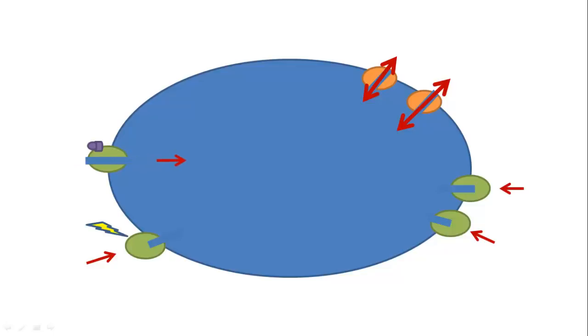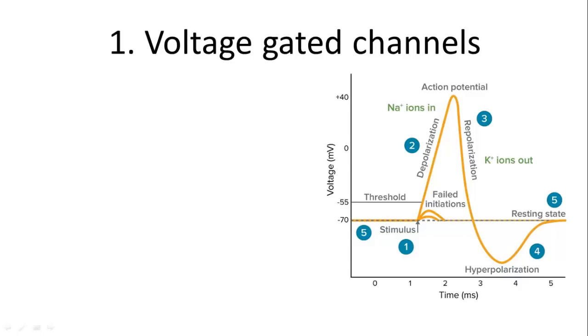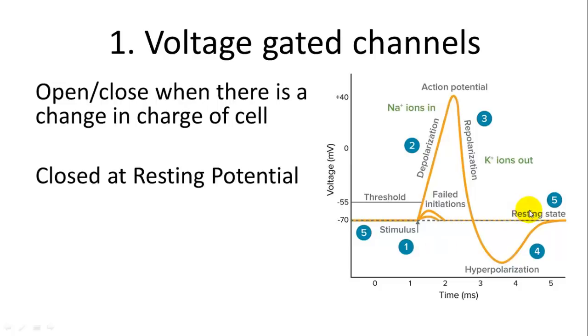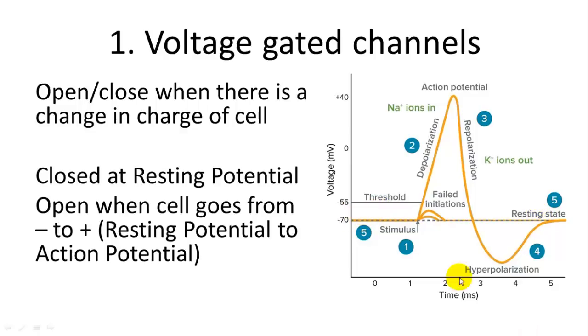A voltage gated one would then require an electrical signal to open, and then that would allow substances in. So voltage gated channels open and close when there is a change in the charge of the cell. They are closed at the resting state or resting potential, and they open when this -70, well, it'd be -85 in a muscle cell, changes from a -70 to this positive -40 or somewhere around there. And that occurs then at the synaptic cleft at the neuromuscular junction.